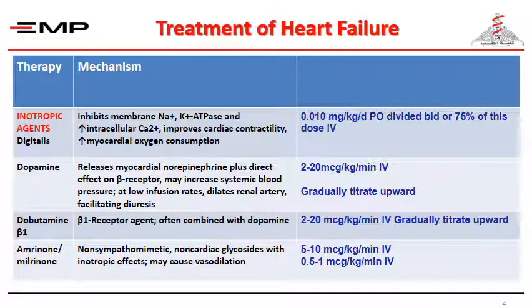It inhibits membrane sodium potassium ATPase and increases intracellular calcium, improves cardiac contractility, and increases the myocardial oxygen consumption. The average dose is 0.01 milligram per kilogram orally, divided twice per day. This is a maintenance dose. Now I want you to read about digitalis. This is part of the work you have to do. Please kindly read about digitalis.